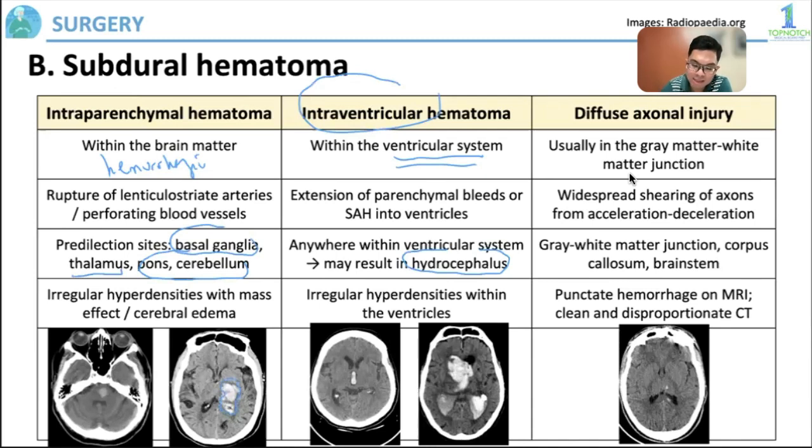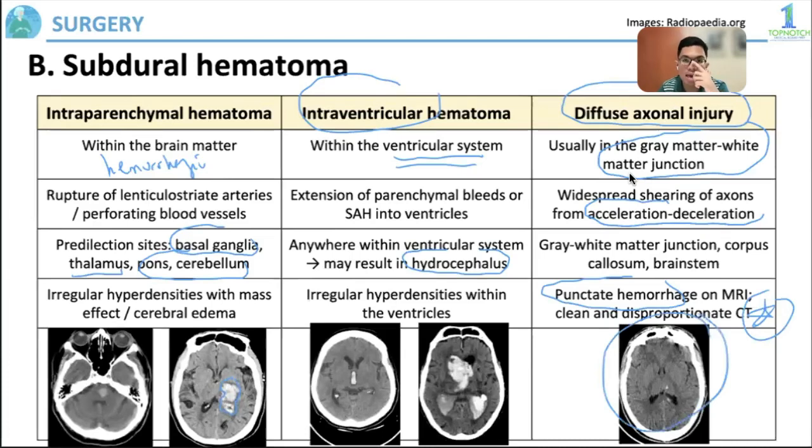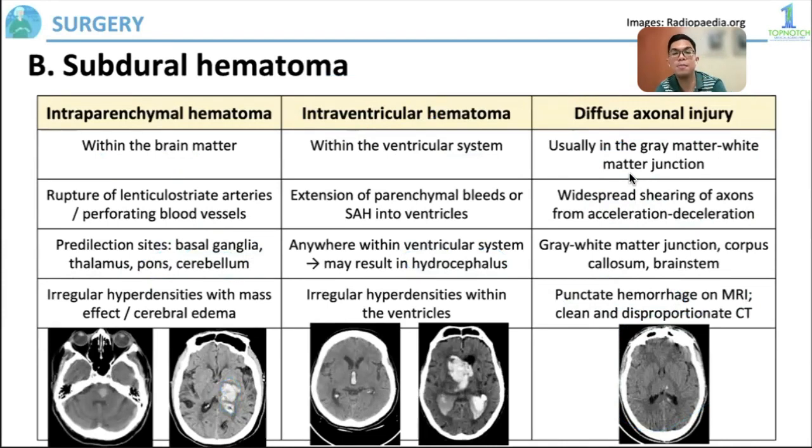Okay? And lastly, yung DAI mo. So, usually, it's in the gray matter to white matter junction. You see punctate hemorrhages. And yung mechanism of action niya, bakit nagkakaroon ng DAI is your shearing of your axons due to rapid acceleration and deceleration. So, yung classic or buzzword naman sa DAI is yung CT scan mo, clean and disproportionate sa clinical findings ng pasyente. So, kita nito, medyo malinis siya, no, compared sa iba. Pero yung pasyente mo, GCS 3, hindi na magising, kailangan i-intubate. So, that's your DAI. Okay? So, I hope that reminds you of the different forms of cranial injuries. Okay?